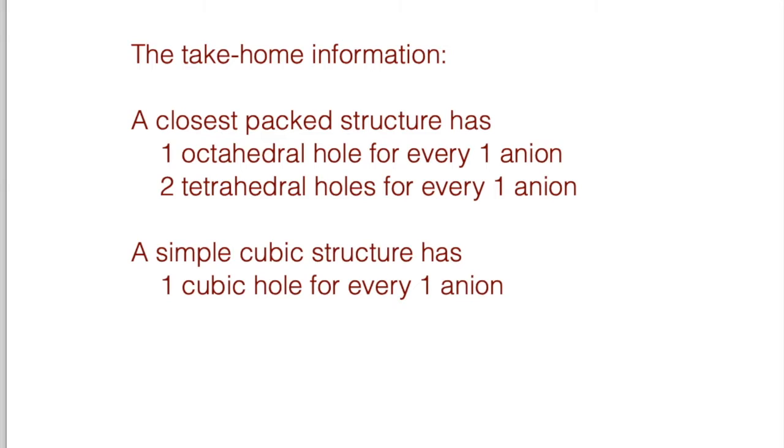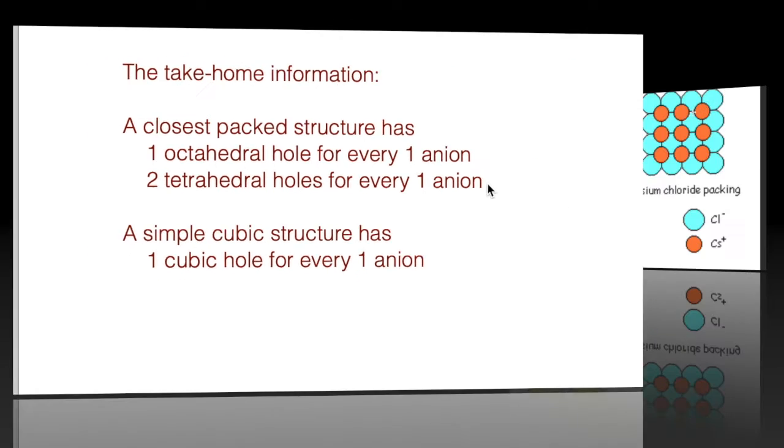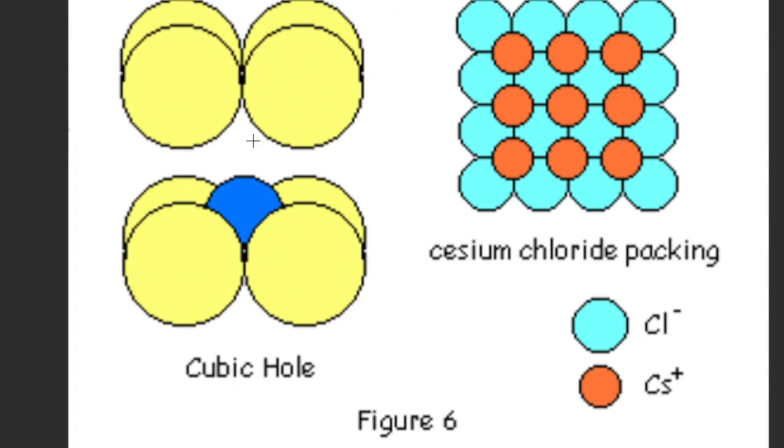All right, so the information we need from the structure of the unit cells of ionic compounds is that when you have a closest packed structure, the anions are the larger ions. So usually, most likely, the anions are the larger ions, and so they're packed together in the closest packed structure. And that closest packed structure will have one octahedral hole and two tetrahedral holes for every one anion in the structure. So, all right, I think that the simple cubic structure is probably the easiest one to start with.